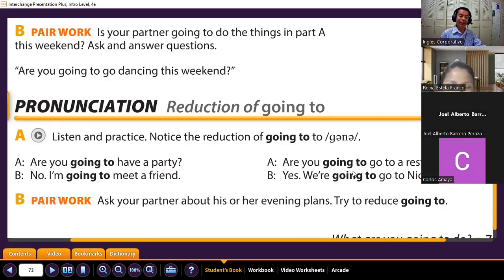That's okay. Listen, Carlos Amaya, it's natural, right? Natural, it's just gonna go. I imagine in my mind I see Carlos Amaya like this, but smoking, you know. And say, are you gonna go to a restaurant? Okay, congratulations, Carlos, and congratulations, Estela.